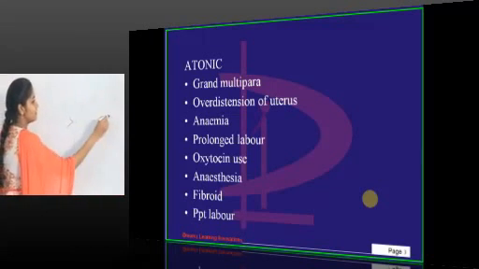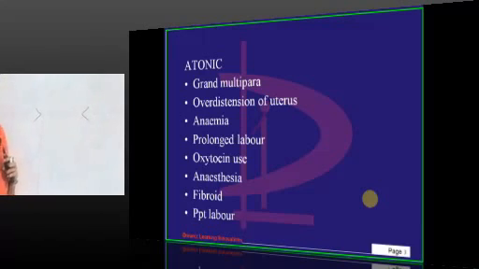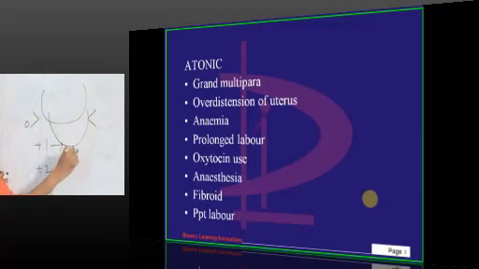So at the level of ischial spines is which station? Suppose if the head is here, 0. So from here 1 centimeter, 1 centimeter, 1 centimeter, +1, +2. Suppose the head is 1 centimeter below, it is ischial spine +1. 2 centimeters below, +2. 3 centimeters, +3.